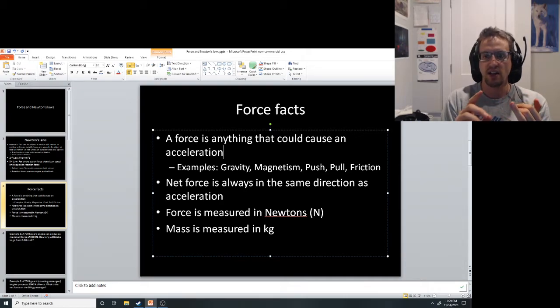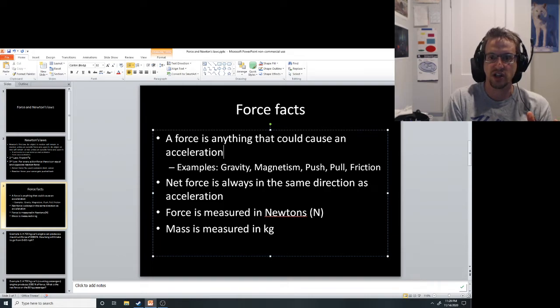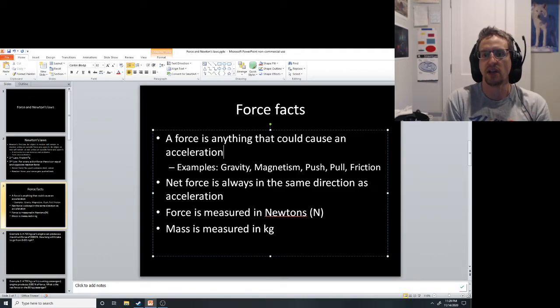So you've got gravity and magnetism. Those are the two that can do it without touching you. All the other ones, like pushing, pulling, friction, those sorts of things, require the two objects to be in contact. So you're looking for gravity, magnetism, and anything that's touching it could be exerting a force. Net force is what causes accelerations. If you push something one direction, it's going to accelerate in that direction. So net force is always in the same direction as acceleration.